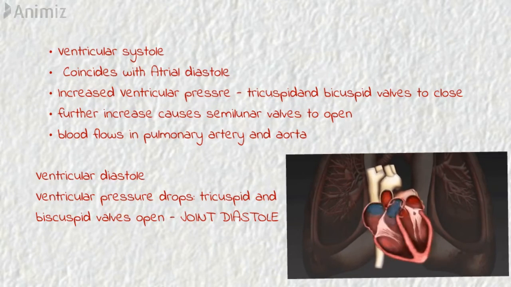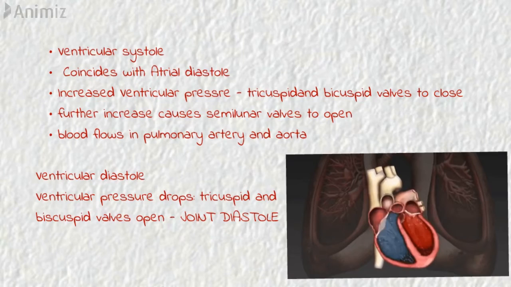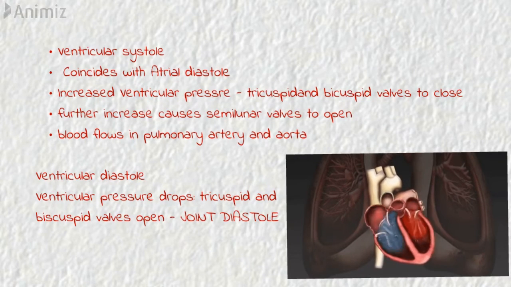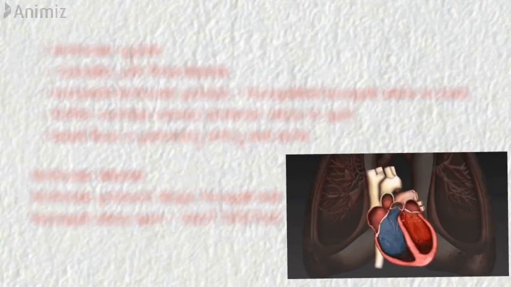During the ventricular diastole, the ventricular pressure drops and thereby the semilunar valves close. This produces the second heart sound or the dub sound. Further drop in this ventricular pressure and simultaneous filling up of blood in the atria causes the tricuspid and bicuspid valves to open. Now coming to the EKG or the ECG.